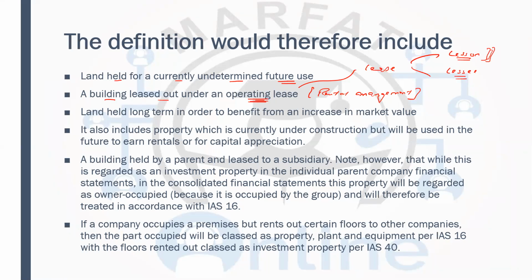Now, this represents an operating lease arrangement. An operating lease is simply a rental arrangement where I have given a building on rent to someone for a certain number of years, but after those years, the building will be returned. It still belongs to me, the lessor. The lessee only has the right to use that building for a certain number of years.